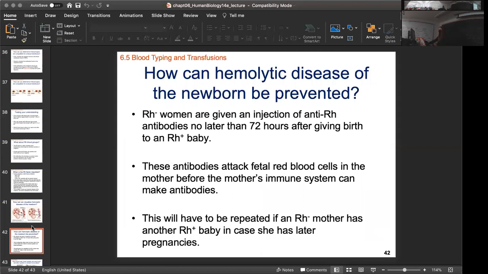Okay, so how can we prevent that? Women who are Rh negative are given an injection of anti-Rh antibodies no later than 72 hours after giving birth to an Rh positive baby. These antibodies attack the fetal red blood cells in the mother before the mother's immune system can make the antibodies. So the mother's body is not producing them. They're just going to give the antibodies to the mother so that if it happens again, the fetus's blood does not attack the mother's. And then it says it has to be repeated if the Rh positive baby is in later pregnancies. So it would have to be done again.